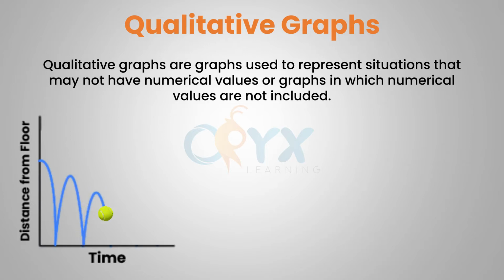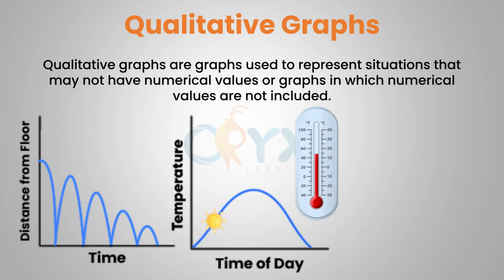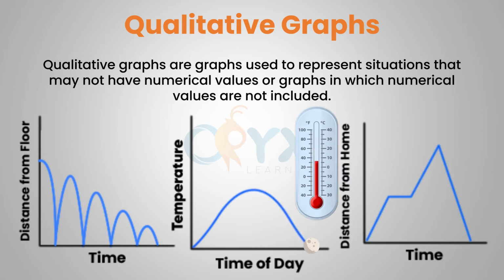3 examples. If you drop a ball and it bounces on the floor, here we can see the distance from the floor over time. If we graph the temperature throughout a day, we can see that the temperature rises and falls from morning till night. And in a graph of someone's distance from home over time, we can see that this person left their house and then returned again as the graph goes back to 0.